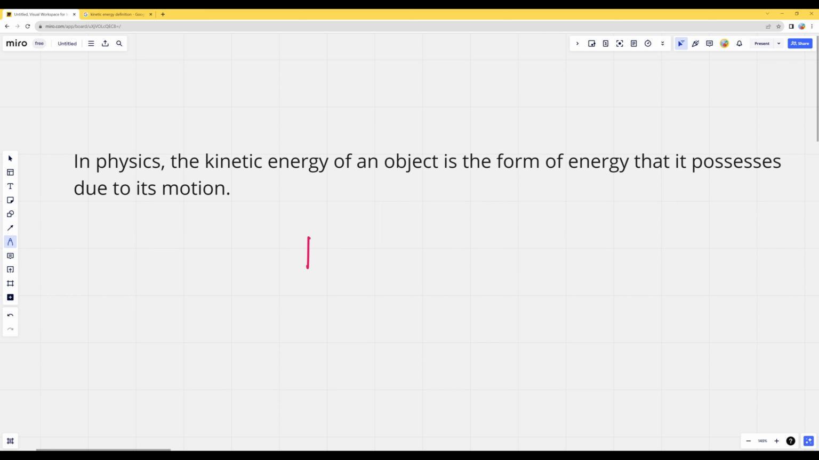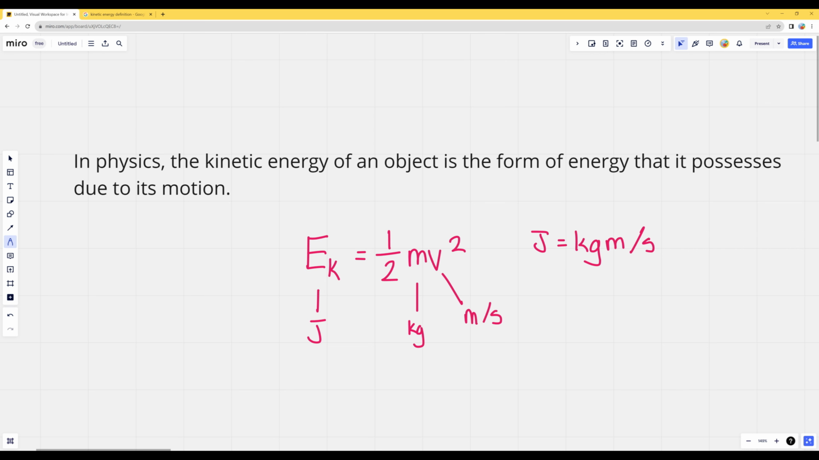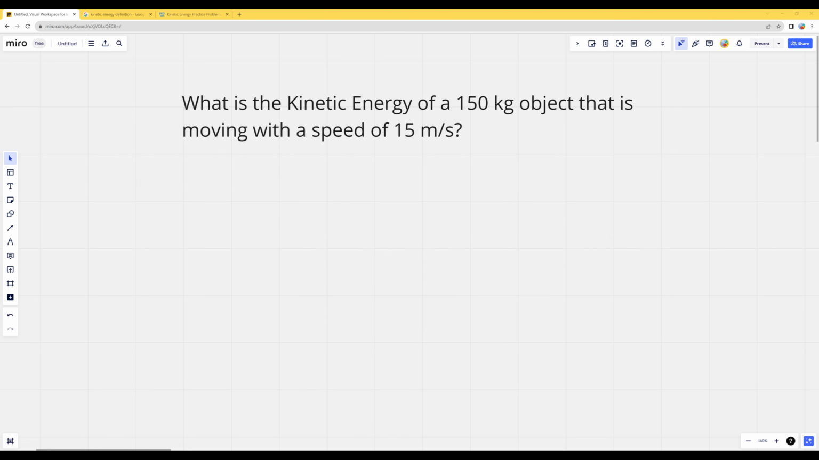Once again, there is a formula for kinetic energy, that is Ek is equal to 1/2 mv squared. Kinetic energy is measured in joules, mass is measured in kilograms, and velocity is measured in meters per second. Now, technically, you can use another special set of units to define joules, which is kg·m²/s², but usually we just go by joules because it's easier. So now that we've got the basics down, let's try a few example questions.